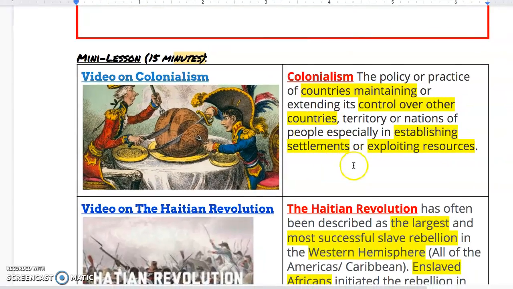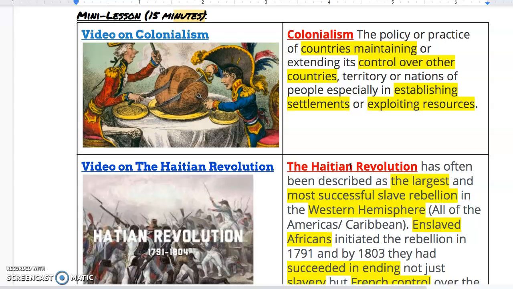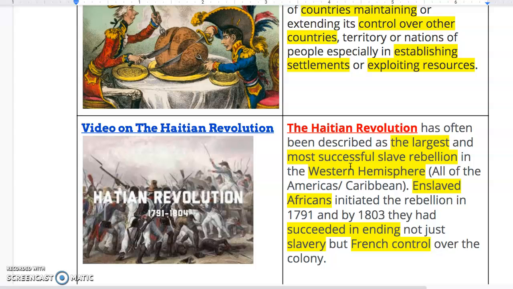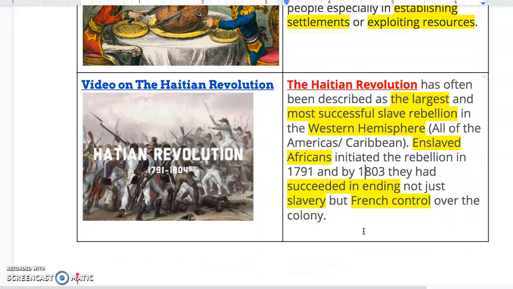The Haitian Revolution has also often been described as the largest and most successful slave rebellion in the Western Hemisphere, which is considered the Americas and the Caribbean. Enslaved Africans initiated the rebellion in 1791, and by 1803 they had succeeded in ending not just slavery, but French control over the colony, right? So when we're talking about colonialism and we're talking about Haiti, France is the country that had control over Haiti, right? So they are the ones that were using Haiti for their natural resources and things like that, okay?